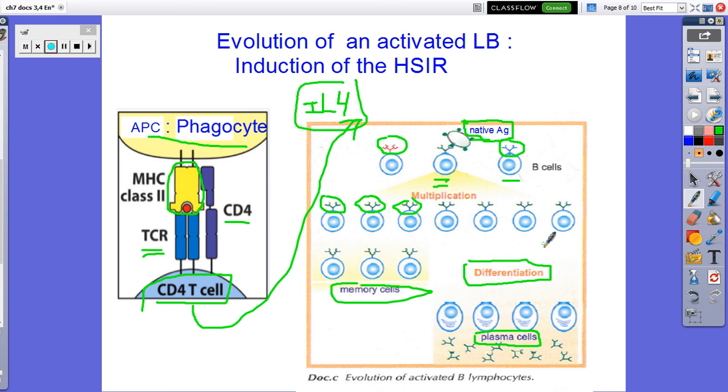So in order to have a humoral specific immune response, two conditions are necessary. The first condition is having a B lymphocyte whose BCR is specific to an antigen at free state, and the other condition is a signal called interleukin 4 coming from a T helper cell that had recognized the same antigen presented at the surface of an APC.